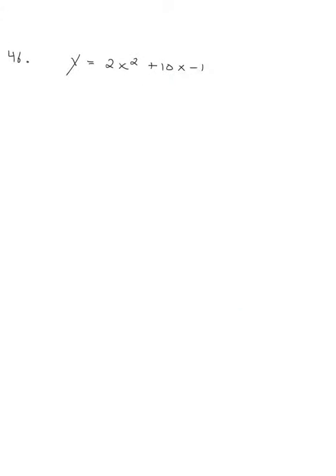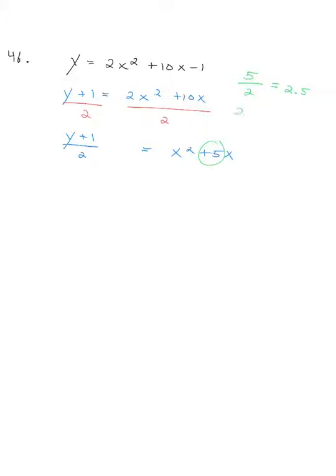Okay, let's add 1 to both sides of this equation. And then divide both sides by 2. And we get y plus 1 over 2 is equal to x squared plus 5x. Now for this one, when I take half of 5, you could either leave it as a fraction or even use a decimal, like that would be completely okay. But if you square 2.5, that's going to be 6.25. This is what I'm going to add to both sides.